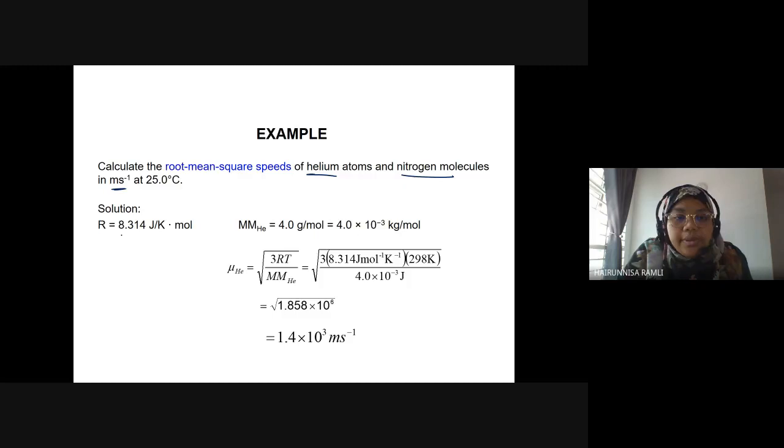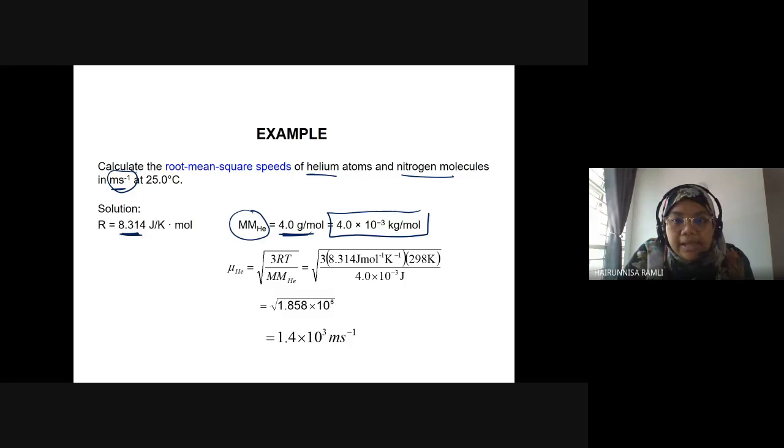Okay, you are using this one right, 8.314, and then molar mass of helium, 4 gram per mole, don't forget to convert to kilogram per mole. Okay, so let's say lah you masukkan semua ni. Basically sebenarnya unit dia you tak akan dapat directly meter per second. Okay, cuma kat sini ada conversion unit.